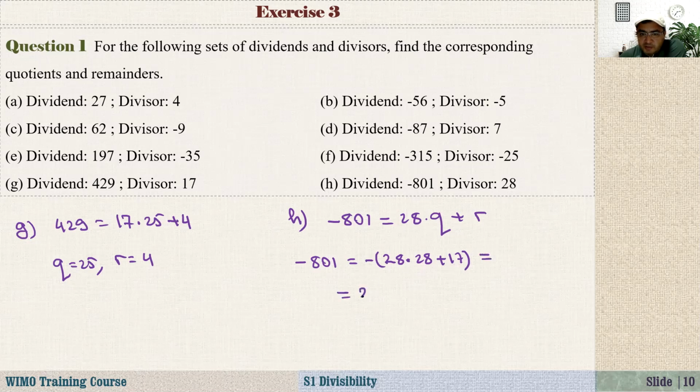We are dividing by 28. So 28 times minus 28, then minus 17, right? But here it is minus 17, and the remainder should be positive, right? How can I make this positive? Since we are dividing by 28, I can write it as 28 times minus 28 plus, and minus 28 plus what number is minus 17? That's equal to 11.